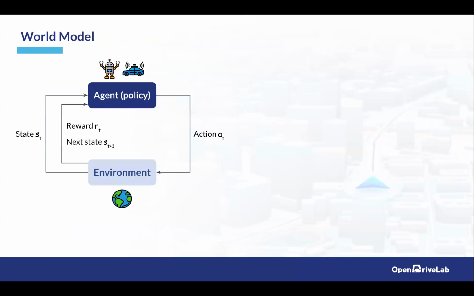In a more formal way, everyone knows this figure. The environment gives the current state to the agent, the agent does the action, and the environment then returns the next state and the reward. This is a very traditional figure in reinforcement learning and policy learning.